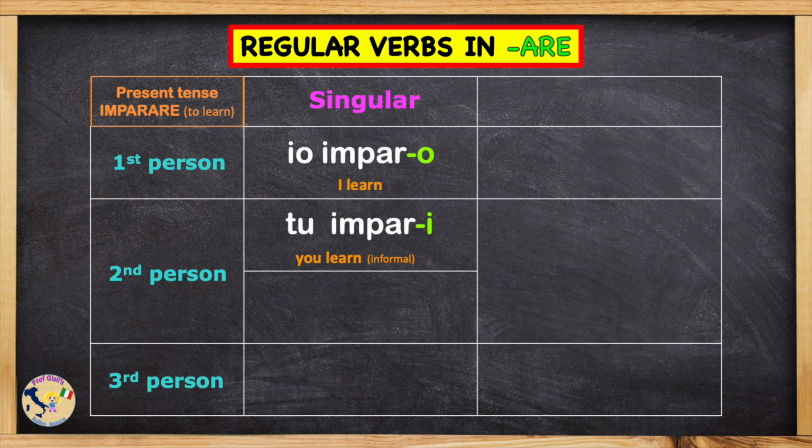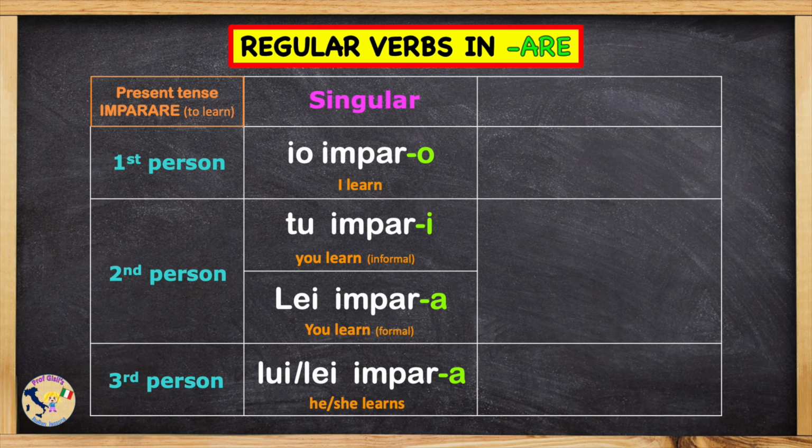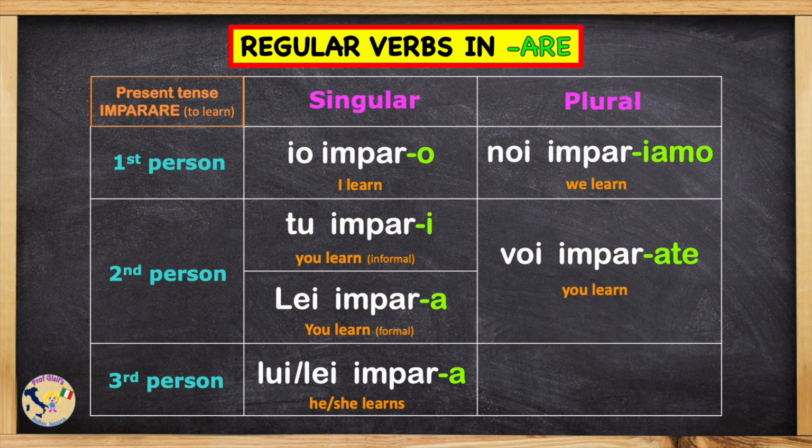Tu impari. Lei impara. Lui impara. Lei impara. Now the plural forms. Noi impariamo. Voi imparate. Loro imparano.